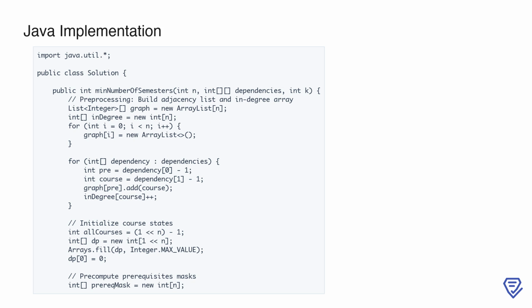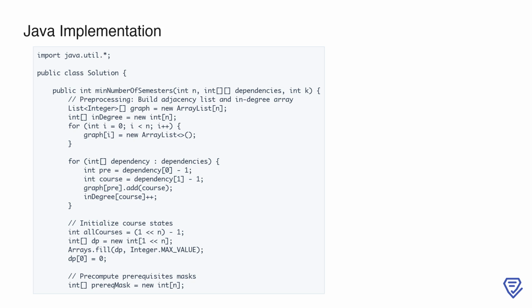To manage these dependencies, we first build an adjacency list called graph and an in-degree array to track the number of prerequisites for each course. Each course initializes its own empty list in the graph, setting up the structure to represent dependencies. Then, for each dependency pair, we decrement both course indices by 1 for zero-based indexing and populate the adjacency list and in-degree array. This pre-processing step helps us efficiently track which courses are ready to be taken.